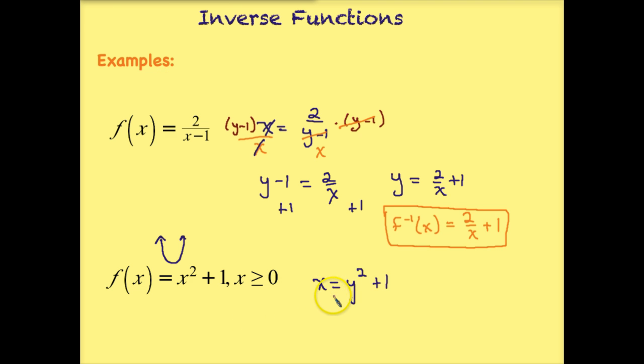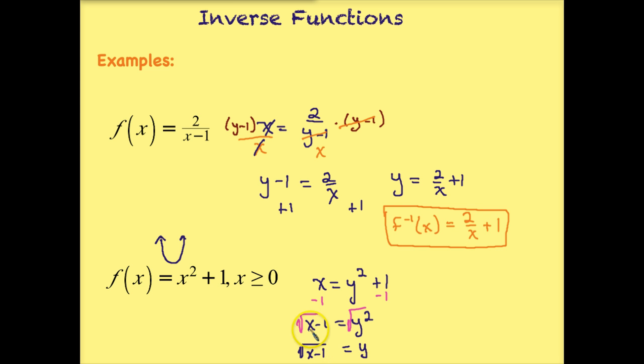So remember, step 1, switch x and y. Switch our input and our output. Step 2 means we need to write it in terms of x, so we'll solve for y. And in this case, we are left with x minus 1 equals y squared. Finally, we need to take the square root of both sides. When we do that, we get y equals the square root of x minus 1.